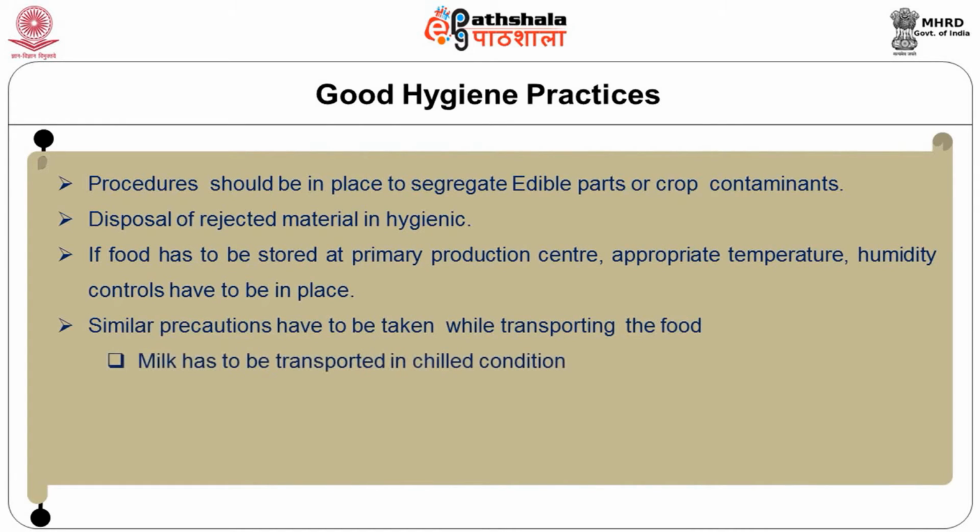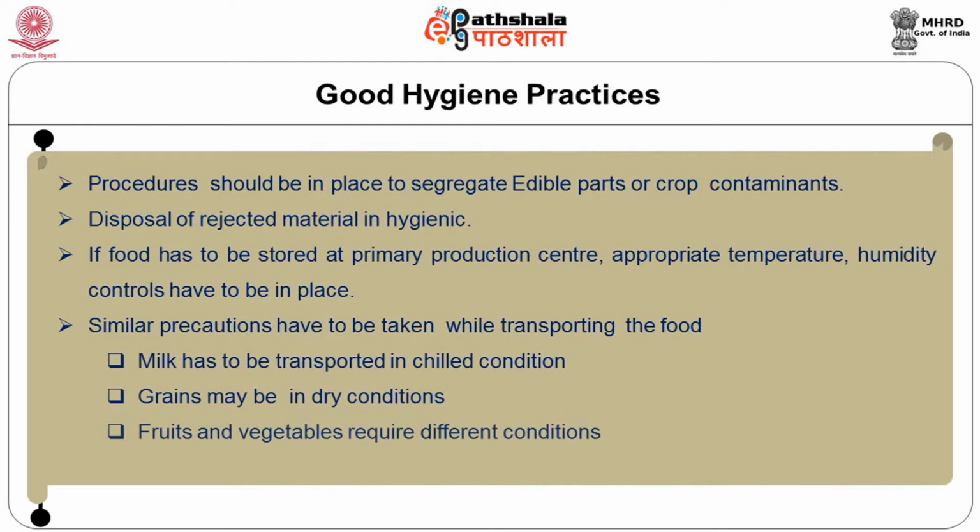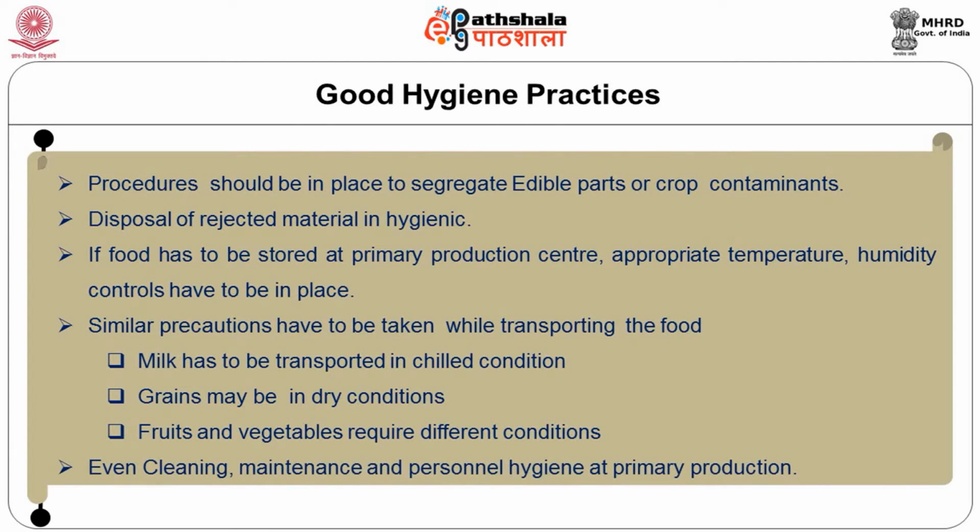For example, milk has to be transported in chilled conditions. If the temperature is a little higher, milk probably becomes unsuitable for consumption because it gets curdled by bacterial growth. Grains have to be transported in dry conditions so that fungus and other things cannot grow on them. Fruits and vegetables require different conditions if you want to keep them fresh, and any improper practices may make the food unfit. So if you are not taking these precautions, the food may become unsafe or sometimes unsuitable for intended use. Even cleaning and maintenance and personal hygiene at primary production matter.